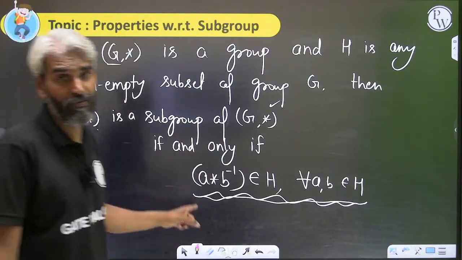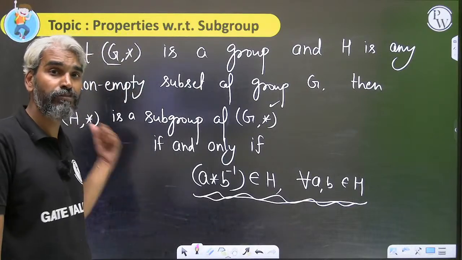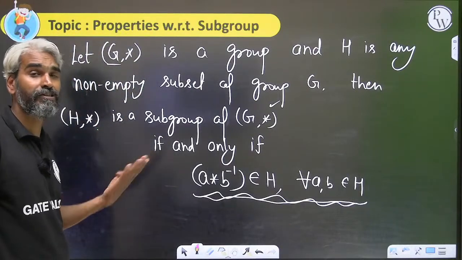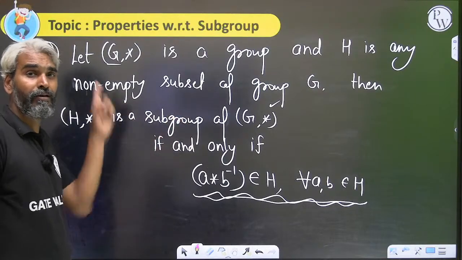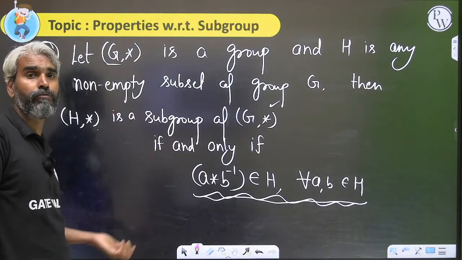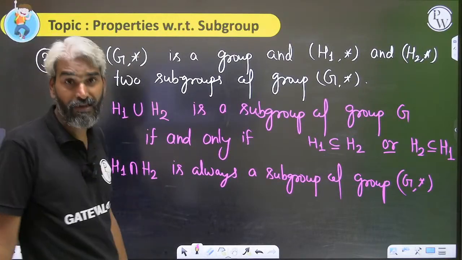So if A asterisk B inverse belongs to set H for all A and B belonging to set H, then H with respect to binary operation asterisk will satisfy three properties: identity, inverse, and closure property. Asterisk is already associative, therefore it will form a group, and H will be a subgroup of G.